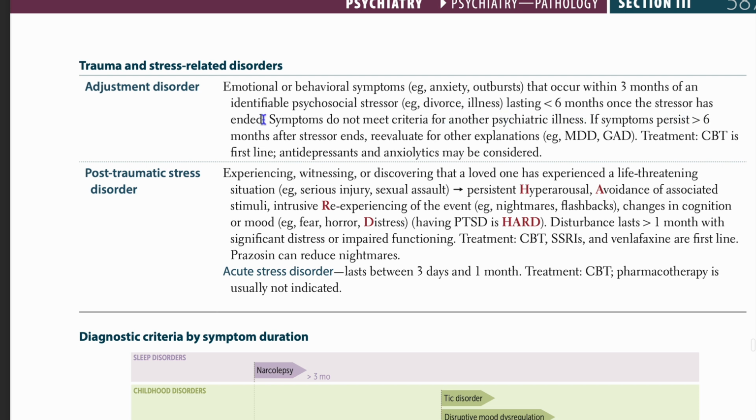Symptoms do not meet criteria for another psychiatric illness. If symptoms persist more than 6 months after the stressor ends, reevaluate for other explanations, for example MDD or generalized anxiety. Usually it's this one, because this one is pretty easy to figure out anyway, and you would need a long scenario for that. You need a long scenario because you need 5 out of 9 symptoms, so they've got to give you all 5 of them at least. So if it's a small scenario, it's going to be this one. Treatment: CBT is first line. Antidepressants and anxiolytics may be considered.